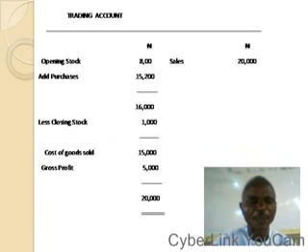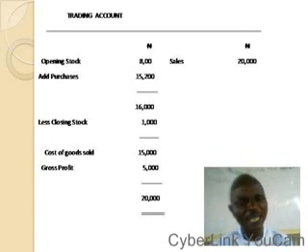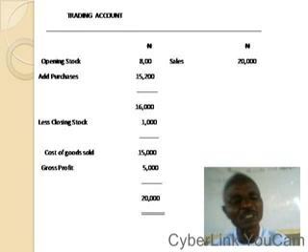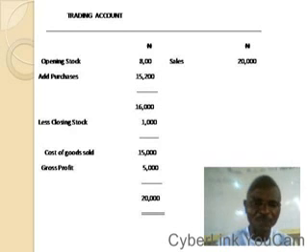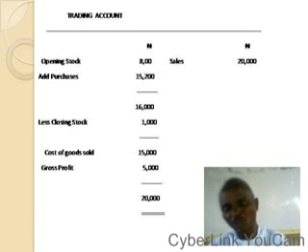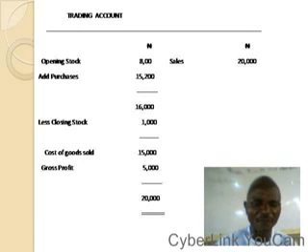Now, to prepare the trading account, you have the opening stock, add purchases, the purchases being unknown, and you leave the space. The opening stock and the purchases together will give us one value, less closing stock, and will give us the cost of goods sold, which is unknown. Therefore you have the sales, which is 20,000, on the income side, and you have the gross profit.